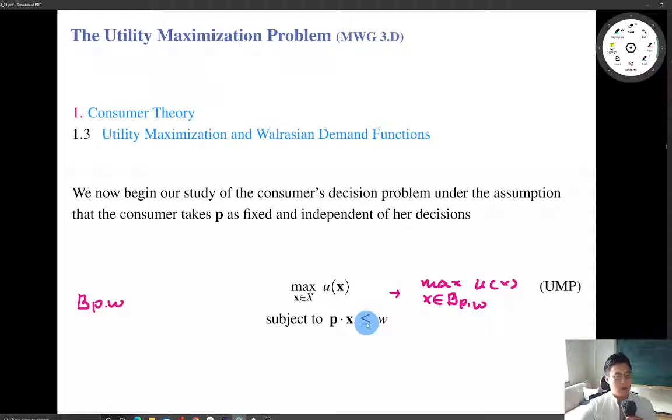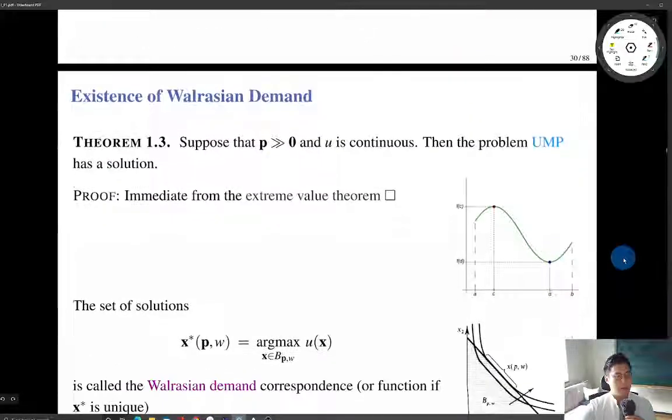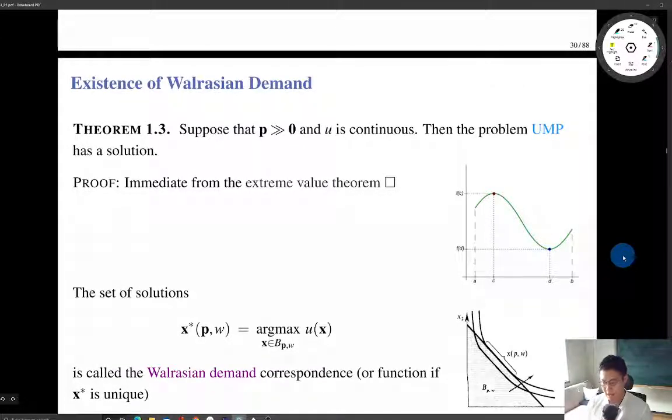All right, so in this video, I'm going to talk about how to solve this and what the main properties of the solution are. And the first result we can derive from the problem is the existence of a solution.